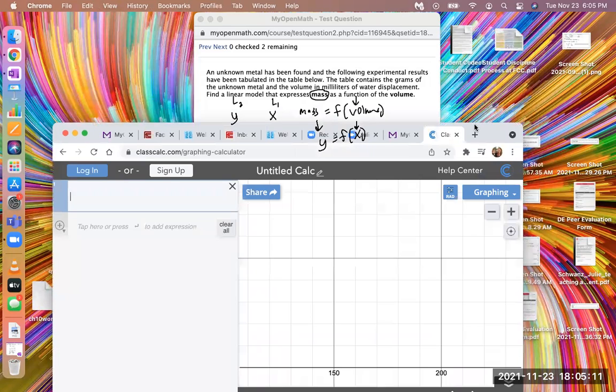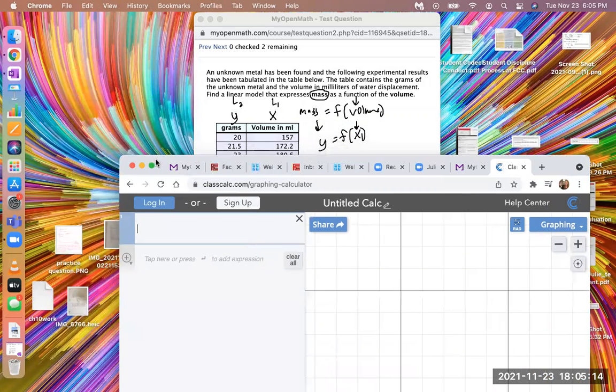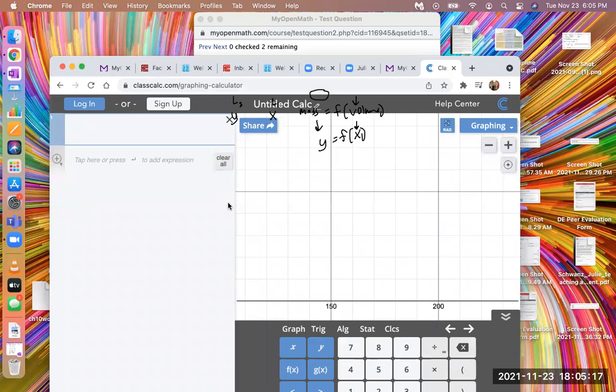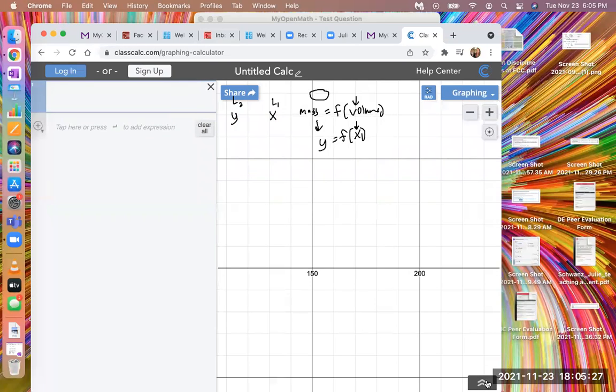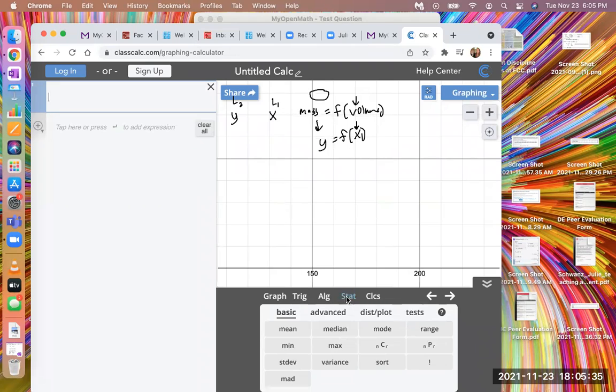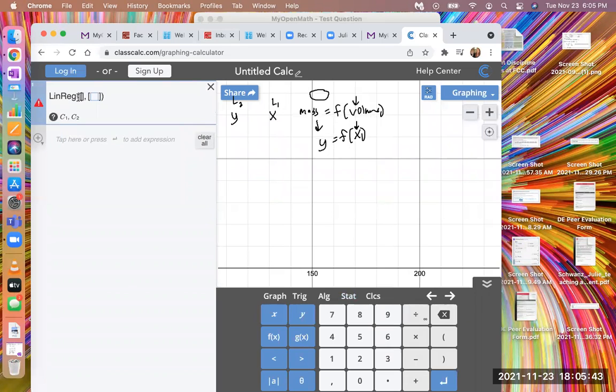I'm going to enter the same data into ClassCalc, and you could use your TI-84 calculator and do stat, edit, and then enter in for your L1 and your L2. In your L1, you'll do the volumes. So I go to classcalc.com/graphing-calculator, and then I click on the 2 double arrows at the bottom. I click on stats, and then I click on advanced, and then I click on LIN/REG for linear regression. They usually want the independent variable, or your x value, first.